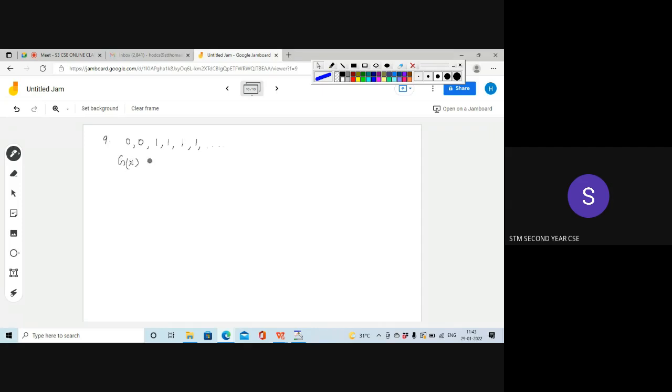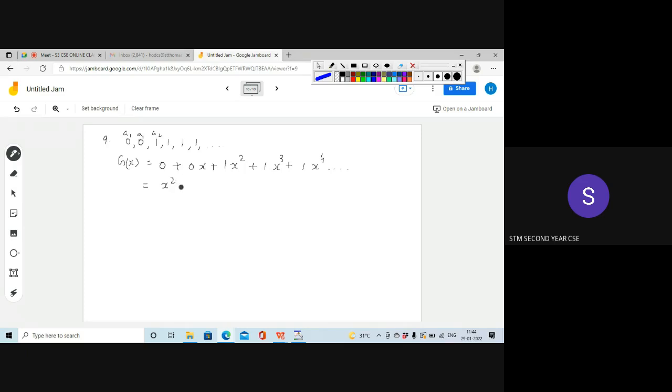You know g of x is equal to a0 plus a1 x plus a2 x square, etc. is g of x. So what is the generating function here? What is a0? a0 is 0, plus a1. What is a1? Again 0. a1 into x plus what is a2? a2 into x square plus a3 into x cube plus a4 into x raised to 4 and so on. This polynomial continues, isn't it? Now this becomes what?